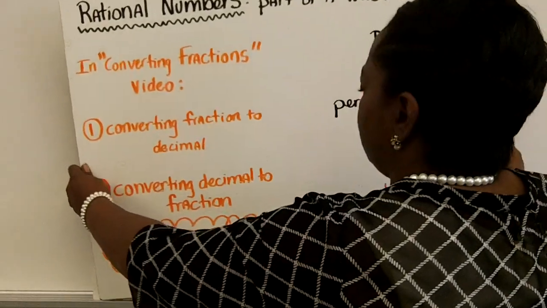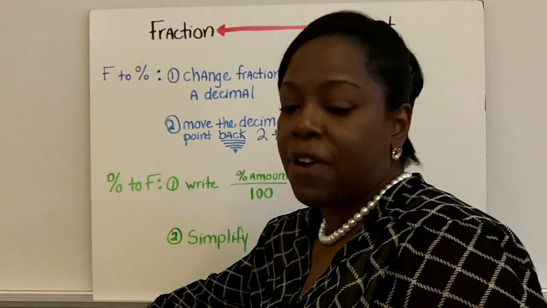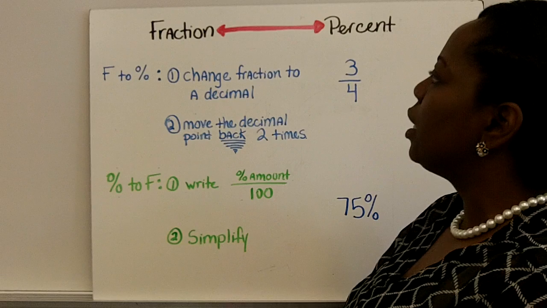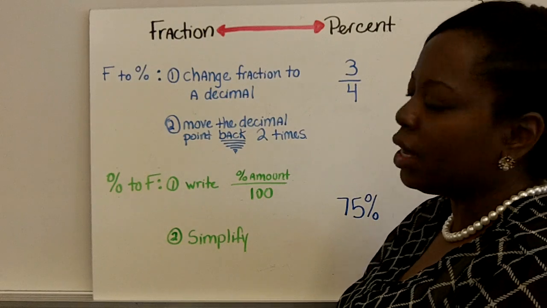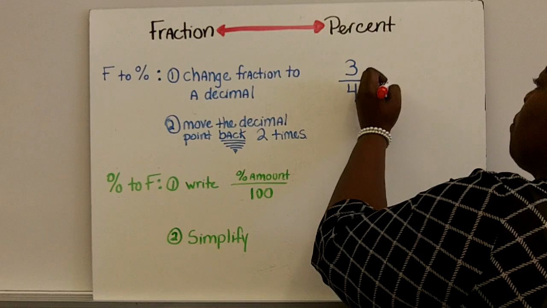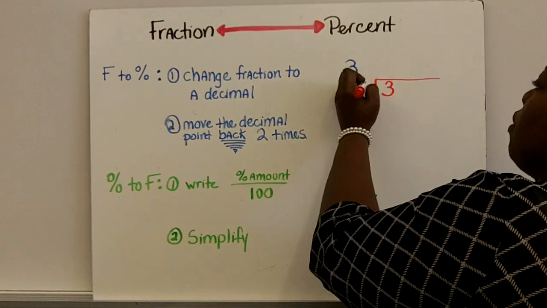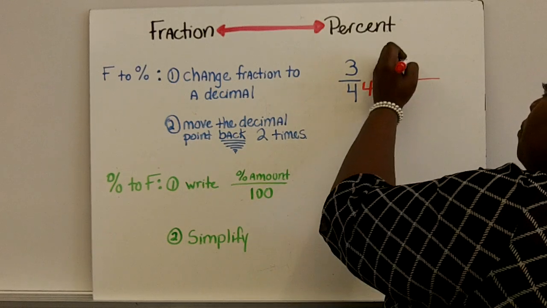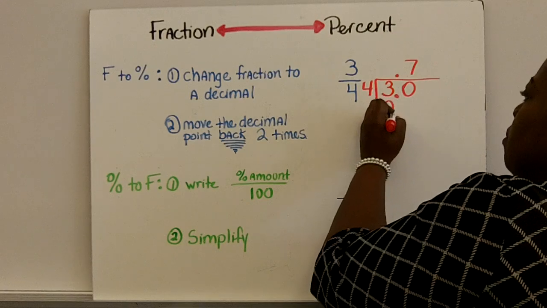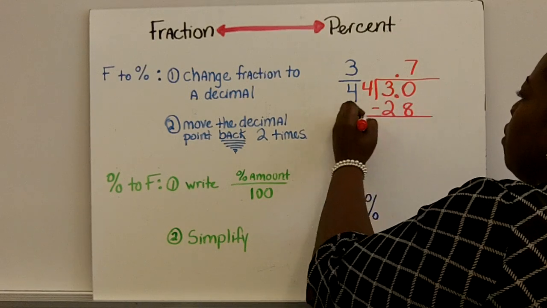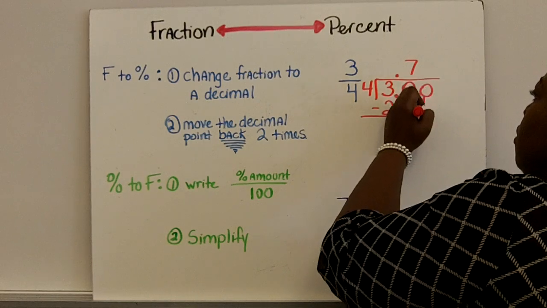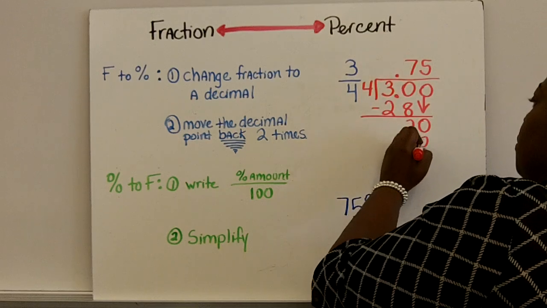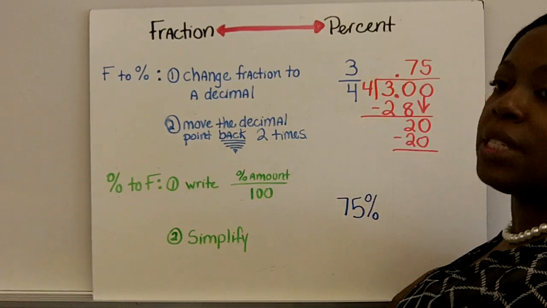Now, what we are going to focus on in this video is converting between fractions and percents. First of all, how do you change a fraction to a percent? Well, step number one is to change the fraction to a decimal. Again, we've learned how to do that already, but I'll come over here and work it out. Numerator divided by denominator, decimal point, and begin your dividing. 4 goes into 3 zero times, with 3 left over. Carry the 0 down. 4 goes into 30 seven times, with 2 left over. Carry the 0 down. 4 goes into 20 five times evenly. So what we have is the decimal 0.75.